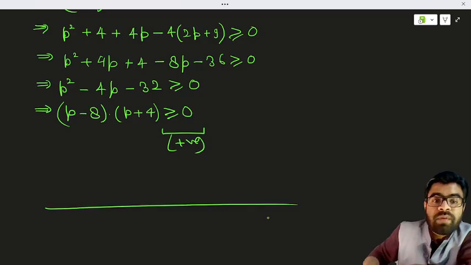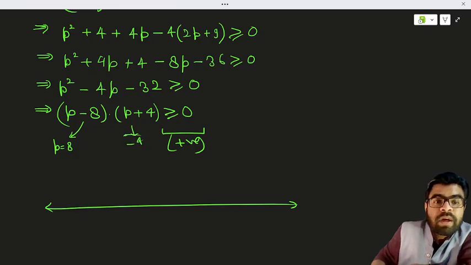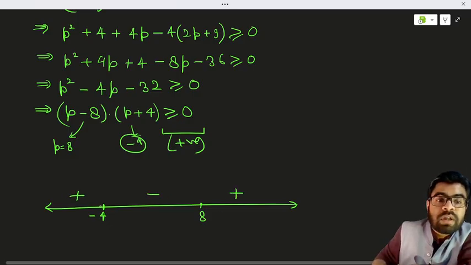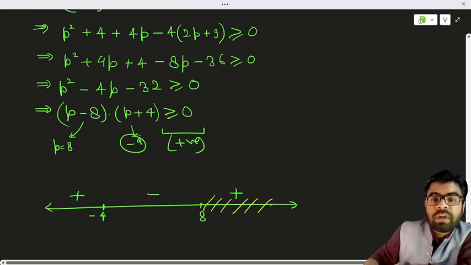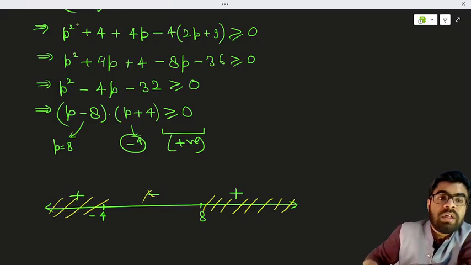if I apply Wavy curve method here, so what we get, let's see. From here we are getting p is equal to 8, and from here it is minus 4. So let's suppose this value is minus 4 and this value is my 8. And what we want is only positive, so it becomes positive, negative and positive. We will consider only positive sign here. Clear? We will consider only this thing, not this one, because हमें नेगेटिव यहाँ पर नहीं चाहिए.